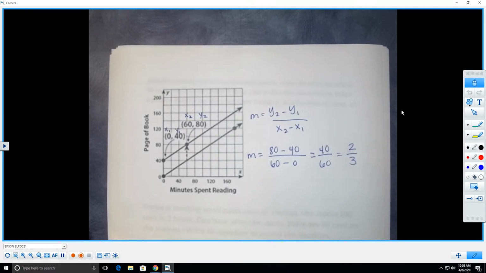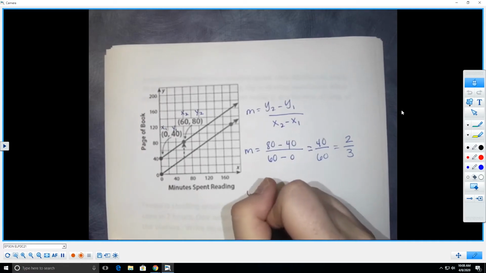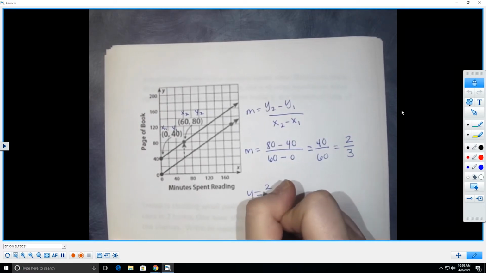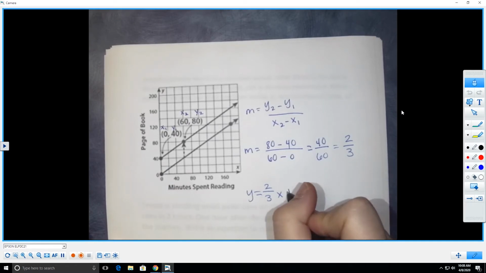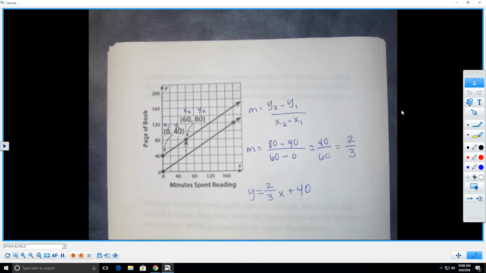So your equation would be y equals 2/3 x, and then my y-intercept is 40. So what this means is that Kadeem was on page 40 when he began reading. Let's look at it another way.